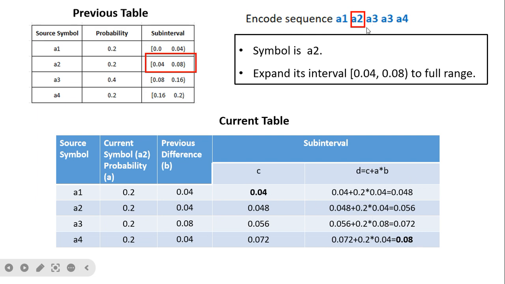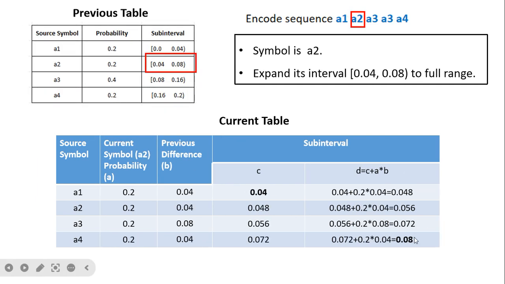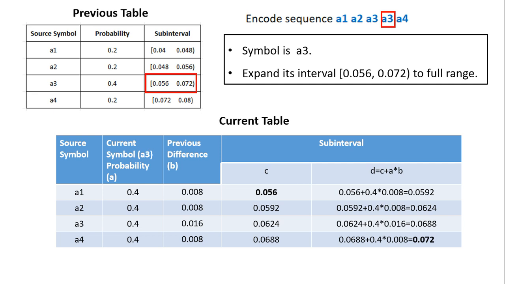Now our next symbol is A3. This current table becomes our previous table, with the range 0.0 to 0.08. Now we need to expand the A3 interval. The A3 interval comes between 0.056 and 0.072. Actually this red should be here, at A3. Now we will expand between 0.056 and 0.072.